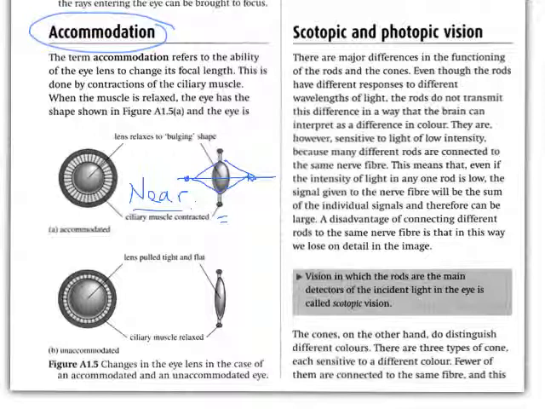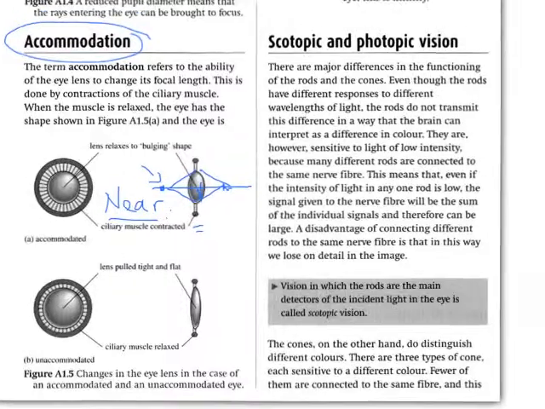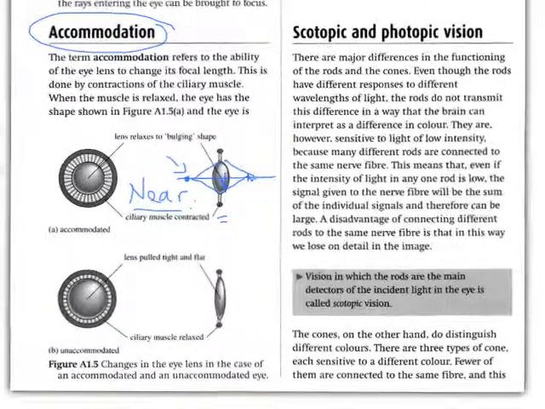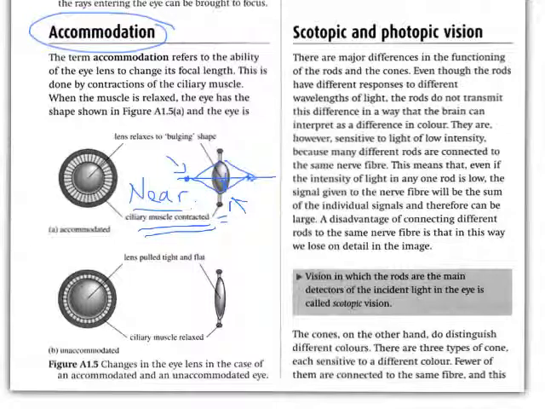So when you have an object that's very close, your lens actually gets thicker. And how does that happen? Well, the ciliary muscles relax. And this is the lens in its relaxed shape.